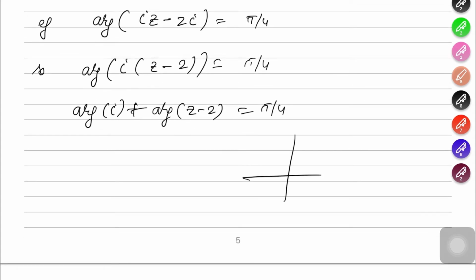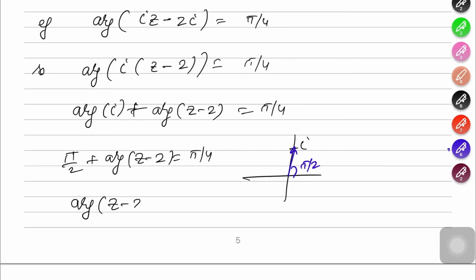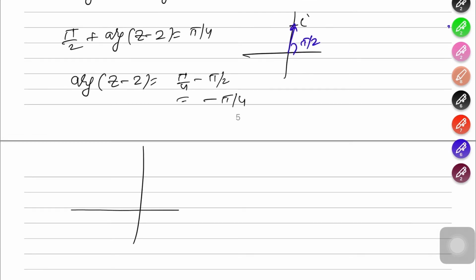And what is the argument of i? i will lie somewhere here, so the argument of i will be pi by 2. So we can write pi by 2 plus argument of z minus 2 is equal to pi by 4. That means the argument of z minus 2 is equal to pi by 4 minus pi by 2, which is minus pi by 4. So that means it is clearly a ray originating from 2 and the angle is minus pi by 4. So this angle is minus pi by 4. Okay.